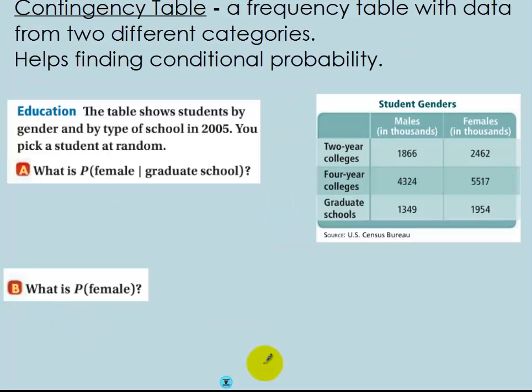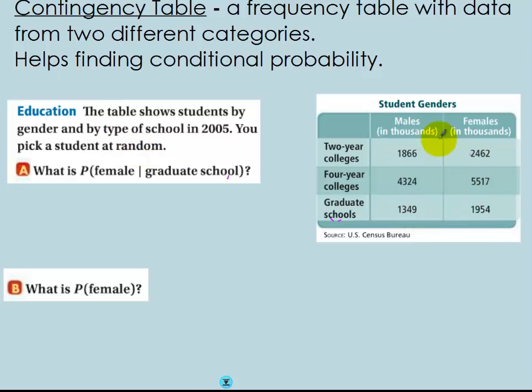So let's look at some examples of that. And as we do that, let's talk about a contingency table. It's a frequency table where we have data from two different categories, and we can use it to help find conditional probability. So what I have here is a table on males and females and genders at colleges. So 2-year college, 4-year, and graduate schools. The table shows students by gender and type in 2005.